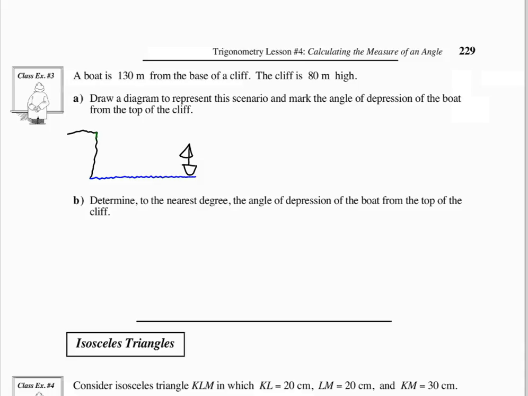So we have, how high is the cliff? 80 meters. Okay? And we know that the boat is how far away? 130. Is that the horizontal distance or is that the hypotenuse? It says the boat is 130 meters from the base of the cliff. So which one is that? So then that would be horizontal. Okay. They want you to find the angle of depression.